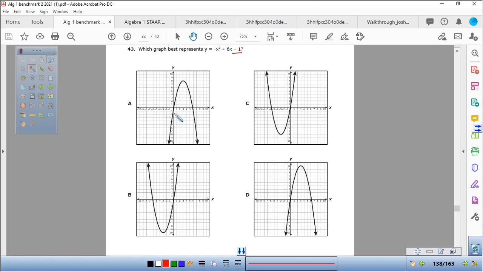-1 is my y-intercept. That looks good. That's not going through a -1. That's not going through a -1. That's going through a 1. This one's opening down. There's my answer. Way easy, guys. These are STAR test questions, guys, I promise.